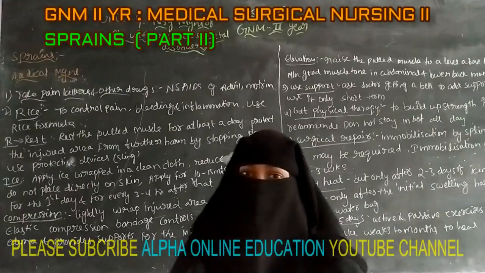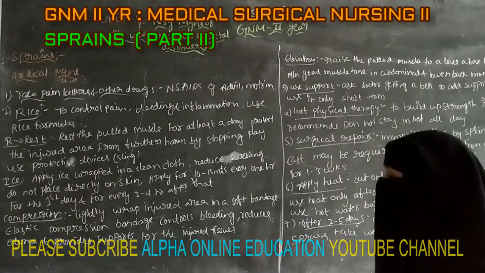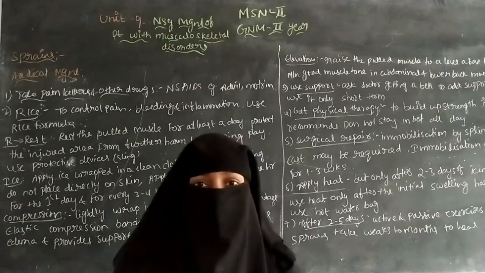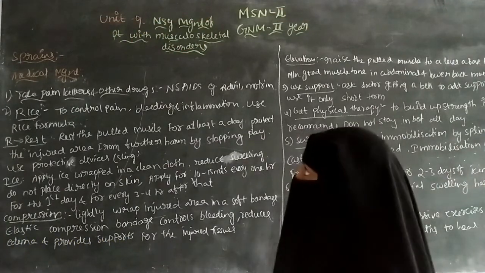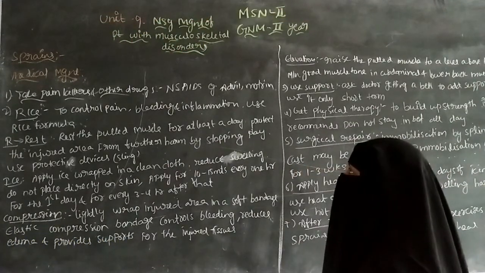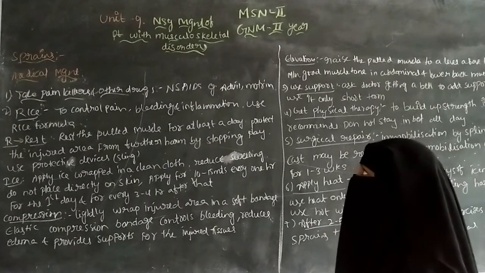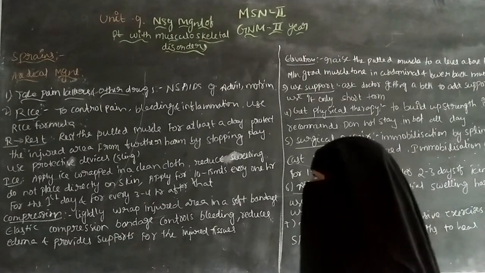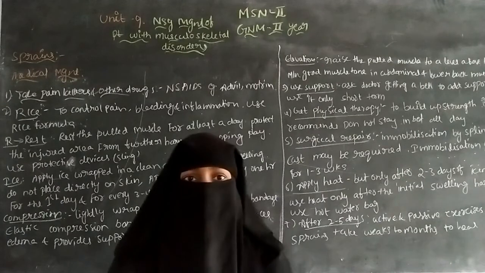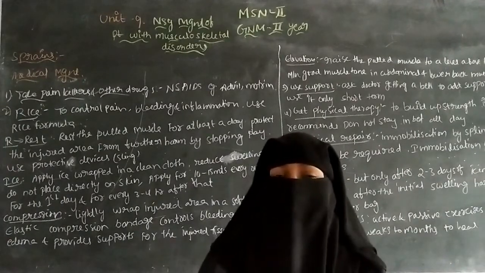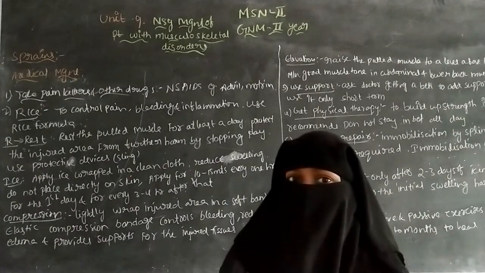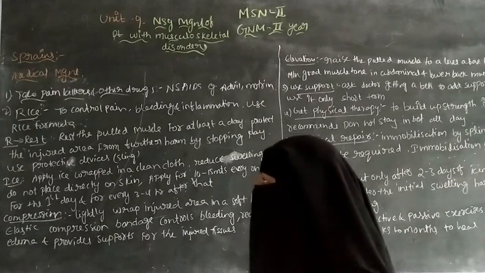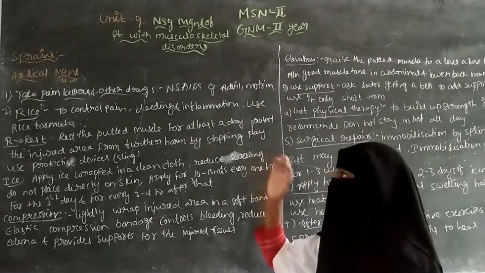Hi viewers, today I am going to discuss medical surgical nursing 2 for the GNM second years. In this Unit 9, nursing management of patients with musculoskeletal disorders. In the last class we saw sprains up to the clinical manifestations and the diagnostic evaluation. So this is part 2 about sprains.